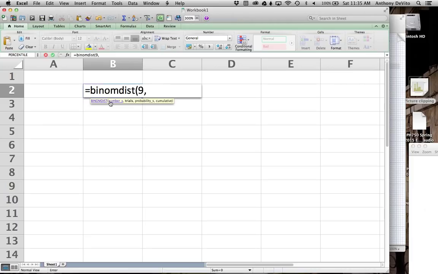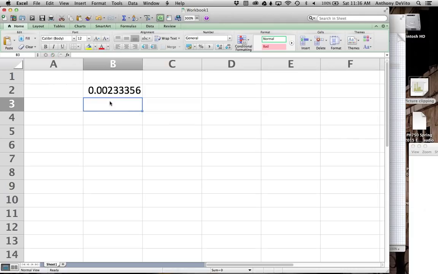Comma, number of trials is going to be 100. Comma, was it 0.2, I think, was the probability. Comma, true. Because I want the probability of getting 9, 8, 7, 6, anything 9 or less out of 100. And the probability of failing, if I make 100 phone calls, well, it's very, very low, right? It's less than 1%. It's 0.2%.